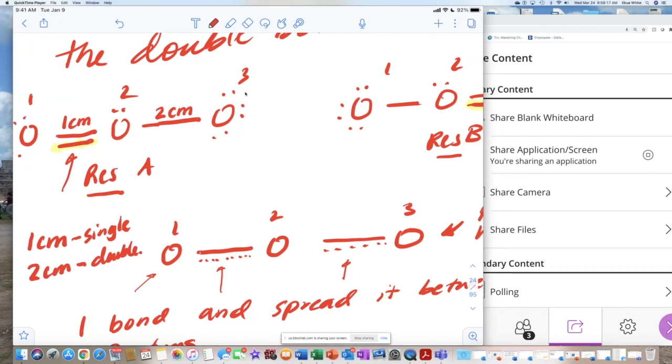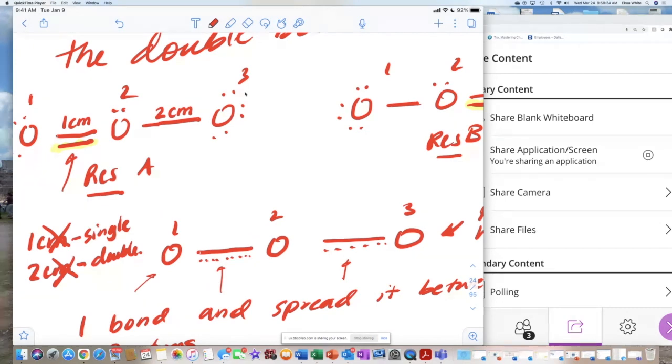So they went in there, and their hypothesis was, we know what we'll get for our answer. We'll have 1 centimeter, which will prove a double bond, and 2 centimeters, which will prove a single bond. Let's go ahead and do the experiment. They did the experiment, and they were very wrong. They didn't get 1 centimeter. They didn't get 2 centimeters.